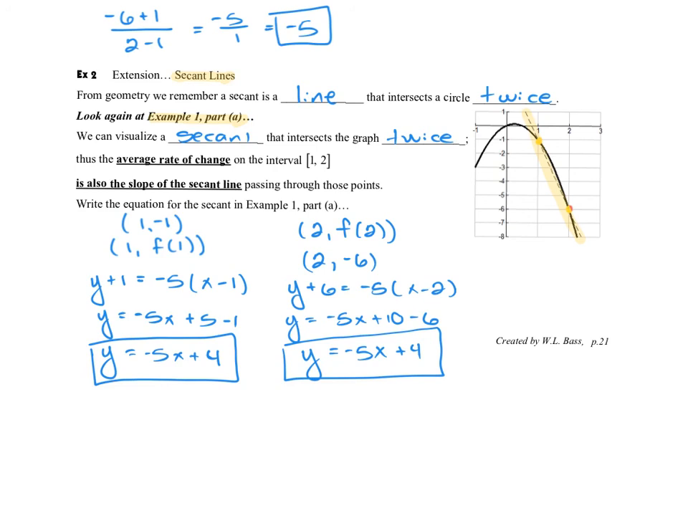So that's our first introduction into average rate of change and how it allows us to understand a line passing through a graph and approximate how that graph is changing.